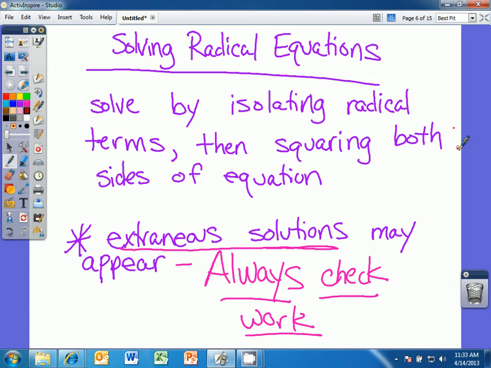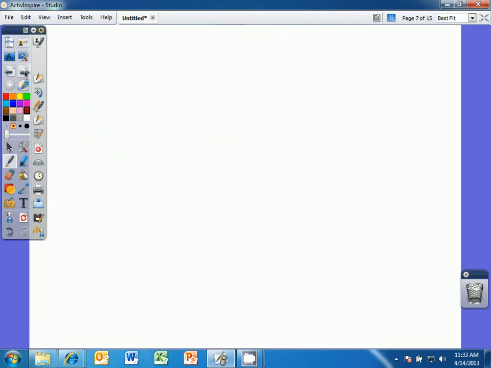Extraneous solutions are problems that appear valid until we go back and check in our original problem, and we'll see that they do not indeed supply a true answer for the real number system. We'll talk about specific examples of that. Let's first look at some simple radical equations. For example, square root of x plus 11 is equal to 21.